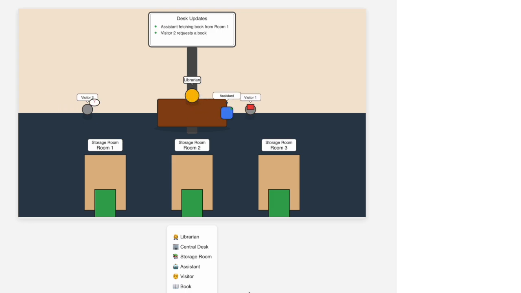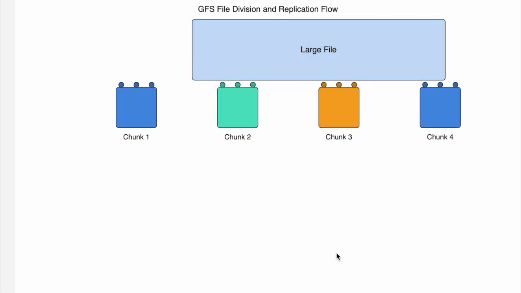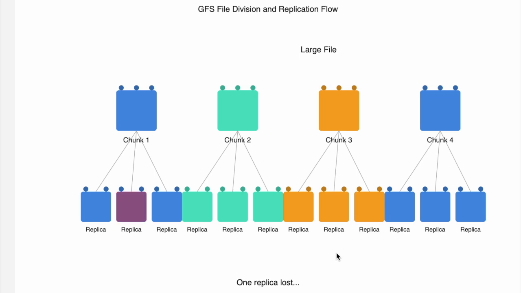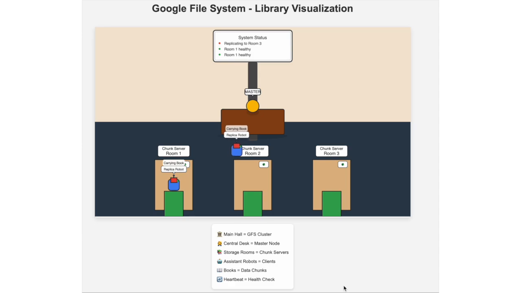Now let's translate this into GFS terms using the actual architecture. The librarian is the GFS master server. It manages all metadata: file names, file-to-chunk mappings, and the location of each chunk replica. Library assistants are the GFS clients, the applications or users that interact with the file system. Rooms are the chunk servers. They store the actual data, called chunks. Each file in GFS is split into fixed-size chunks, 64 MB by default, and each chunk is replicated across multiple chunk servers for reliability. Visitors are the read-write requests made by users or applications.